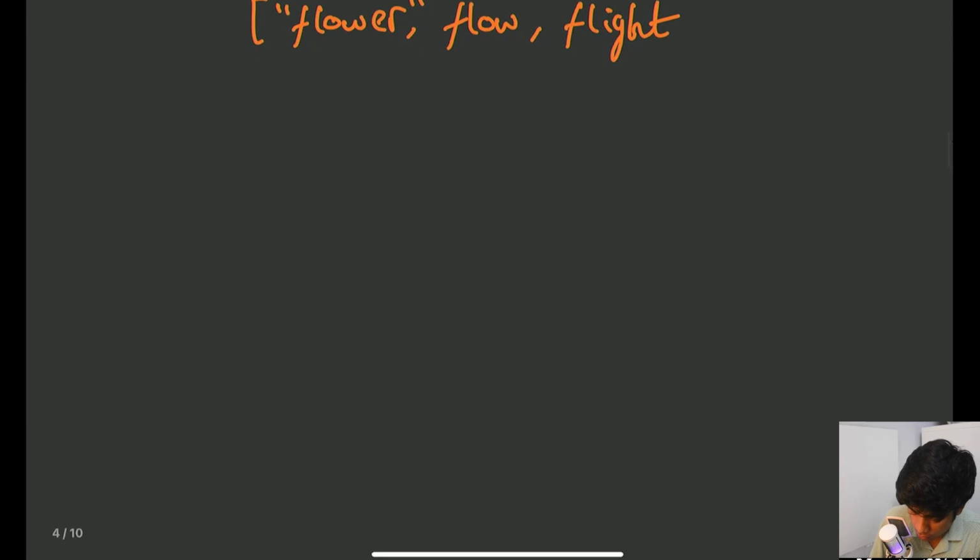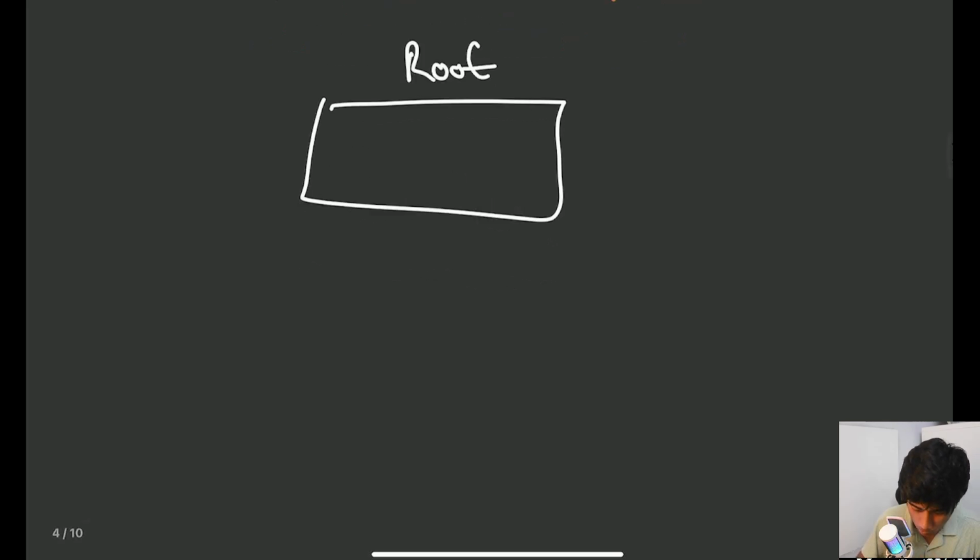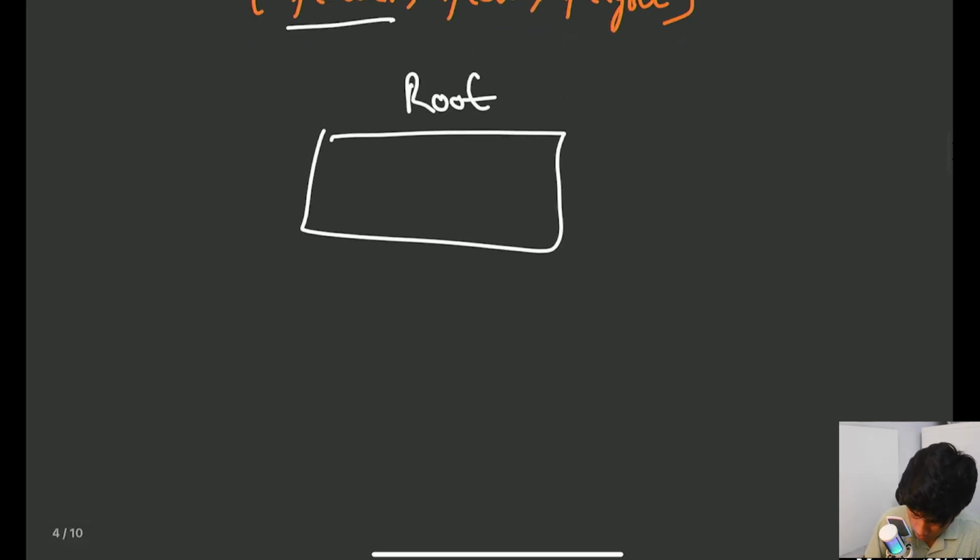So this is the array I have. Now how does this look when I add it to my trie? Obviously I'll have my root node, and when I add flower first, I'll have the isEnd flag here, which will be false, so I'll just write f here.